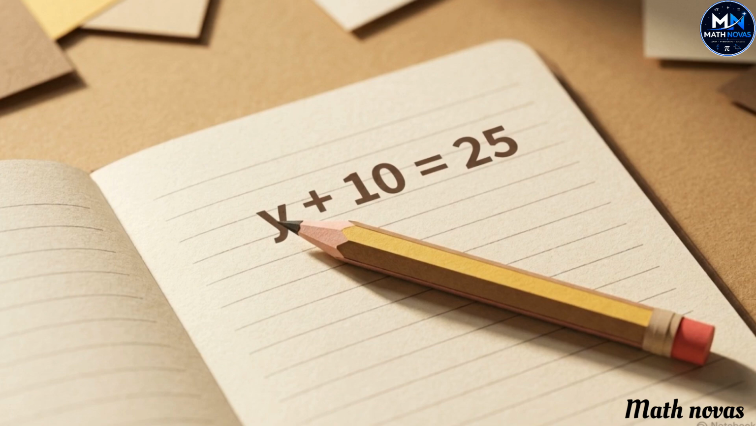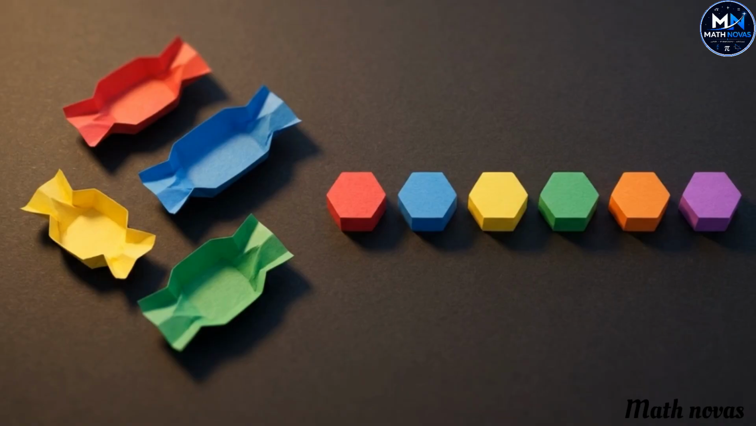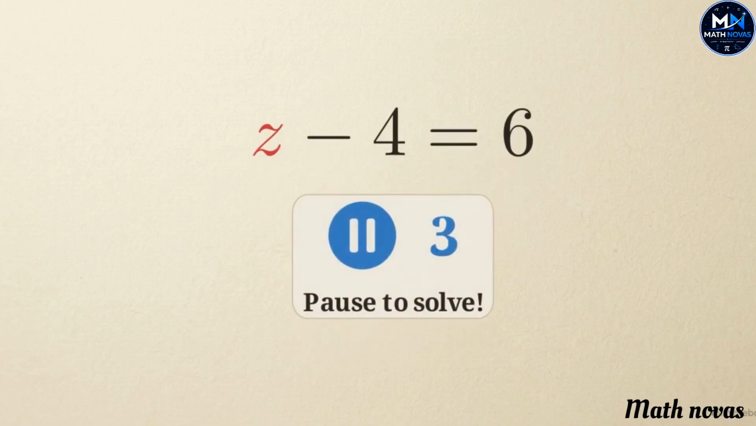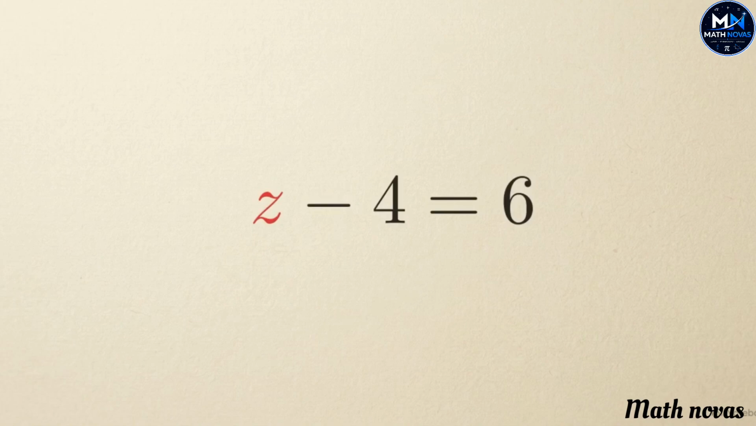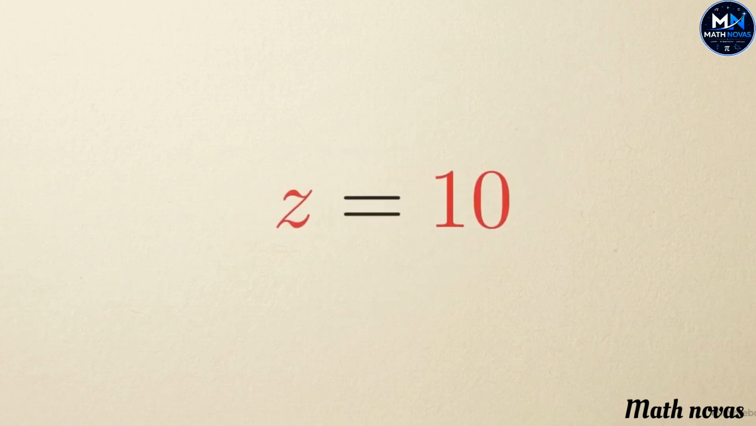This logic also applies to subtraction. Imagine a candy bag where the starting amount is z. You eat 4 candies and then you count that you have exactly 6 left. That gives us the equation z minus 4 equals 6. Take a moment to pause the video and calculate how many candies were in the bag before you started. Because 10 minus 4 equals 6, we know that z equals 10.